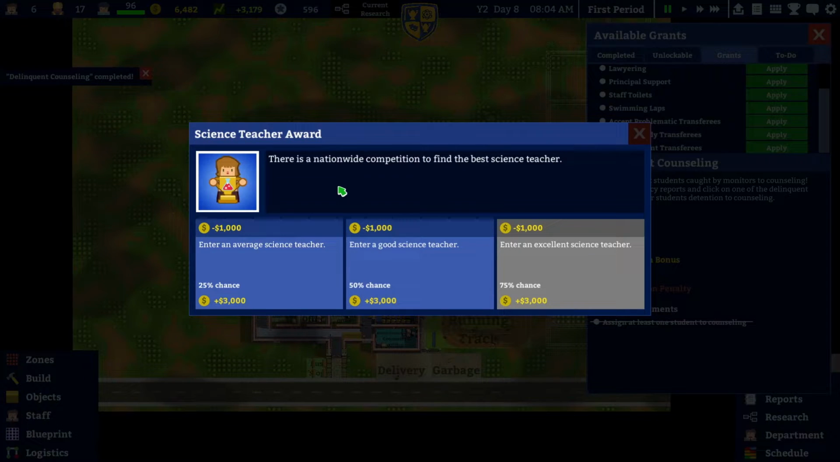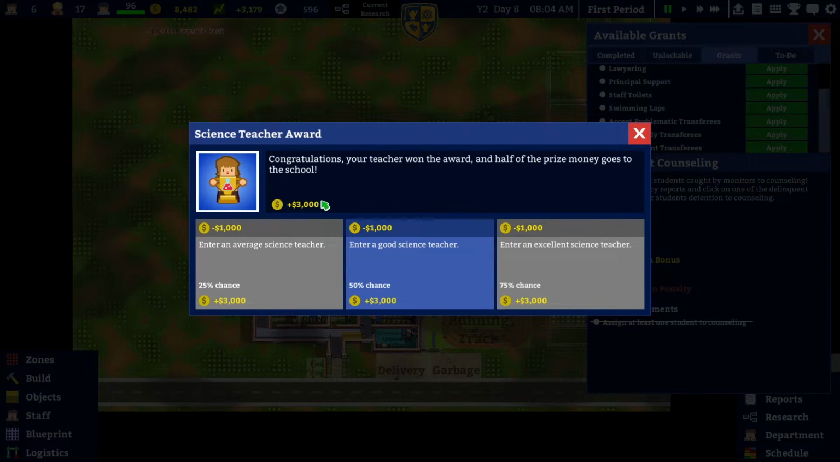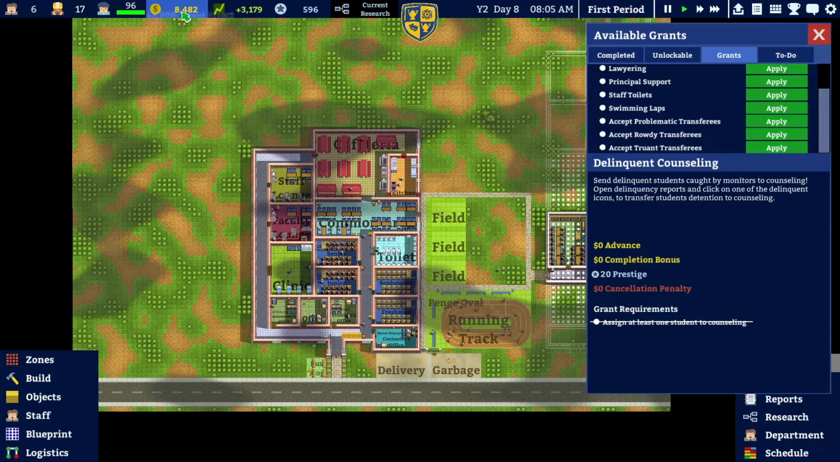Nationwide competition to find the best science teacher. Okay, we'll enter a good science teacher. We've not had much luck with these so far. So let's see if we can win a trophy with a little beaker with some volatile chemicals in. Let's have a little go. And we won. We won the award, and half the prize money goes to the school. Hooray, we got 3,000 monies. Oh, that's lovely.